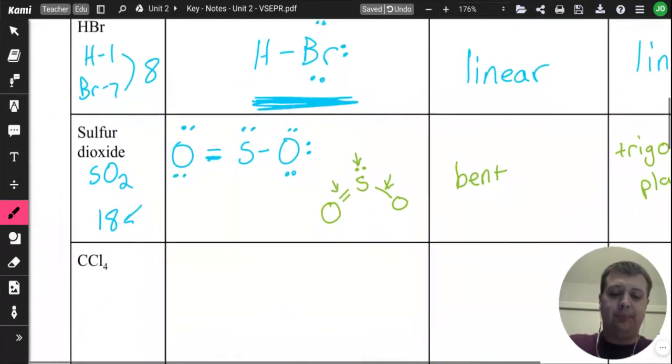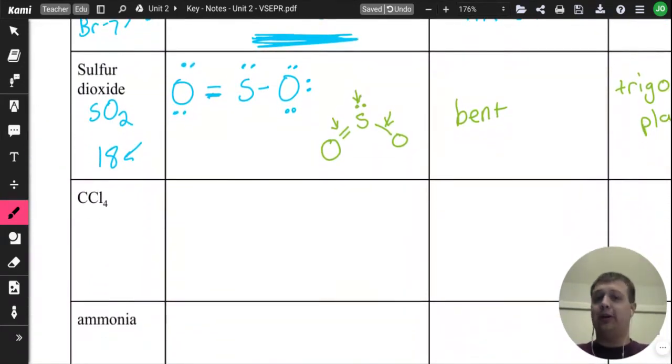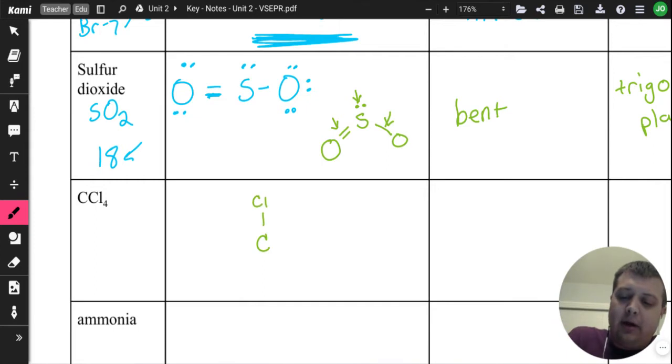All right. Now, I'm going to move a little faster through this next one. I'm actually just going to go ahead and draw our Lewis structure, okay? So I have carbon, then I've got my chlorines attached to that. And then I fill my outer octets.